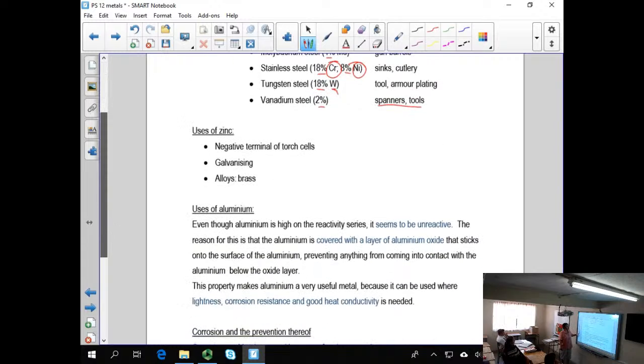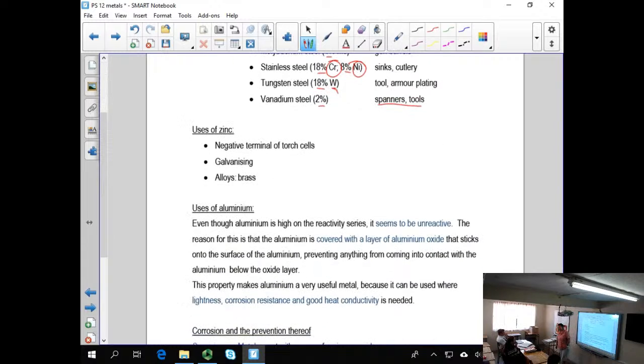Zinc, used in making of dry cells, torch lights, torch batteries. The casing is made from zinc. We use zinc in galvanizing and to make alloys, brass.